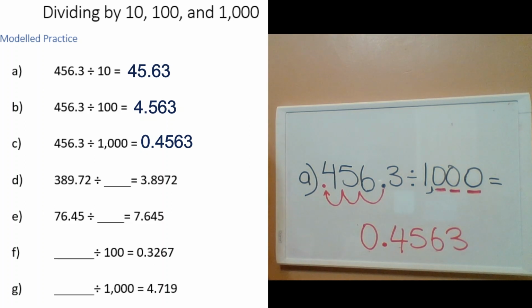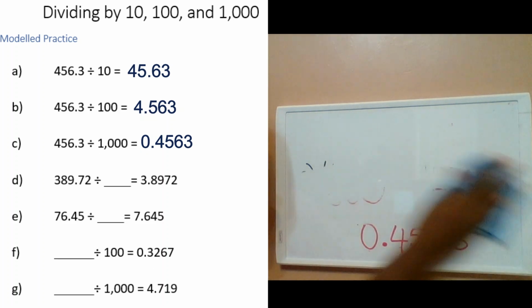So there we have it. When you divide by 10, 100, or 1,000, your answers are getting smaller. And to do that, you move the numbers towards the right. Or you can move the decimal point in the other direction to the left so that it appears that the numbers have moved down. Let's move on to question D, which is a little bit different.